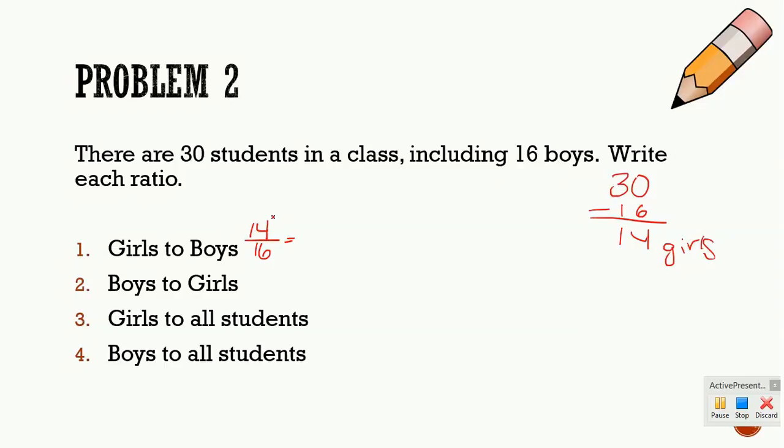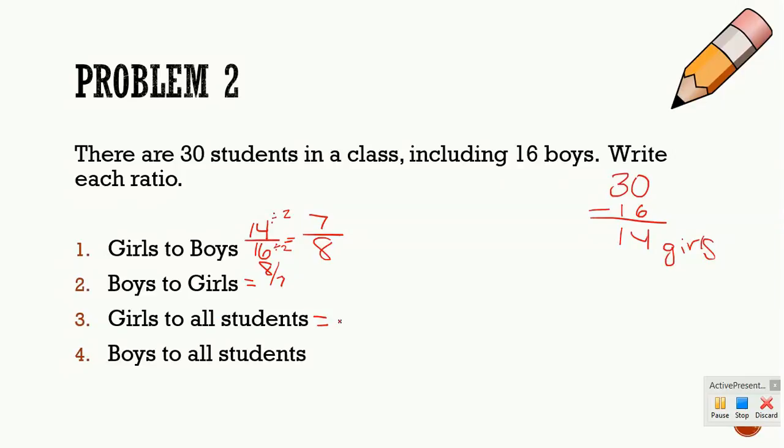Now, that simplifies down. Always make sure you please simplify your fractions. So 14 divided by 2 is 7, 16 divided by 2 is 8. So 7 over 8. So 7 girls to 8 boys in this class. Same thing, boys to girls. Notice how that's flipped. So I'm just going to flip that around to 8 over 7.